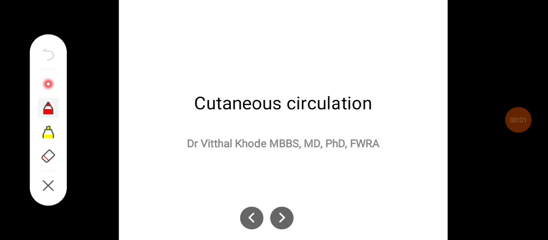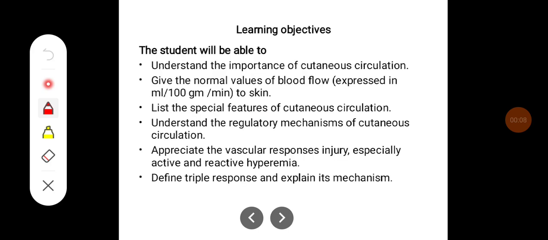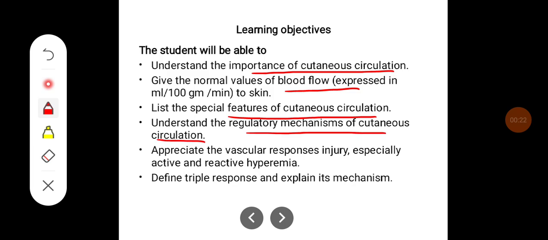Hello everyone. In this class, we'll try to learn about the cutaneous circulation in brief. Learning objectives of this class would be to understand the importance of cutaneous circulation, give the normal values of blood flow, list the special features of cutaneous circulation, understand the regulatory mechanism of cutaneous circulation, appreciate the vascular responses to injury, especially active and reactive hyperemia, define triple response and explain its mechanism.